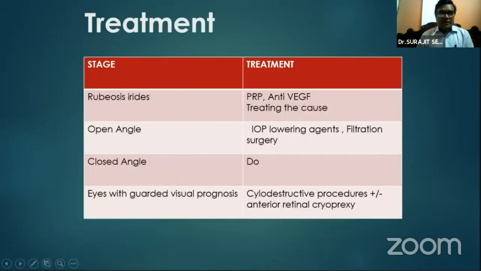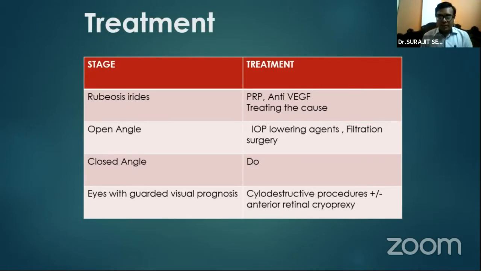Coming to the treatment part, according to stage, for the rubeosis iridis stage, panretinal photocoagulation is required. It depends mostly on the pathology, why it is causing this neovascularization, and most commonly it is posterior segment ischemia. So panretinal photocoagulation is required, anti-VEGF injection, and obviously treating the cause. If there is an unsettled RD or something else, we need to treat that part also.